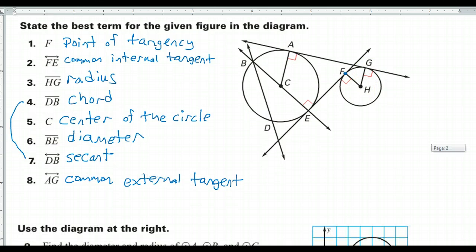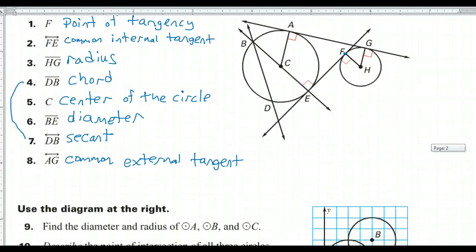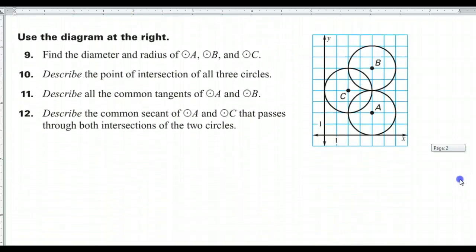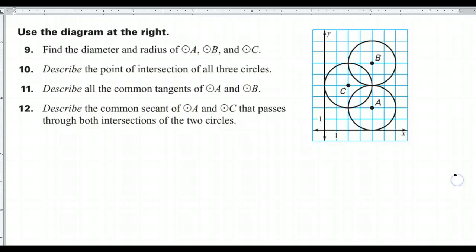Okay, so there we go for that set. Let's take a look at 9 through 12. Find the diameter and radius of circles A, B, and C. Well, guess what? All three of these circles have the same diameter and the same radius.